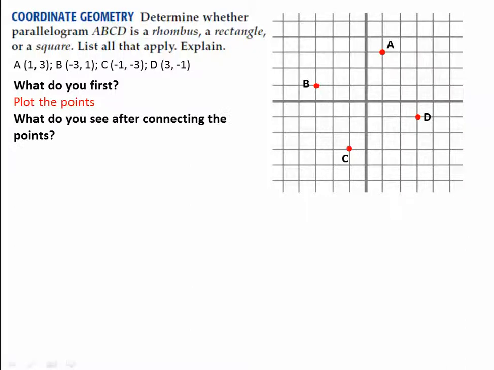What do I do after plotting the points? Connect them. I didn't think I had a connector in there, so let me go ahead and add that. Let me get my pen. Let me go ahead and connect my points. Not very straight lines, but they'll do. Oh, that one was way off. There we go. Alright, what do we see after we connect the points?